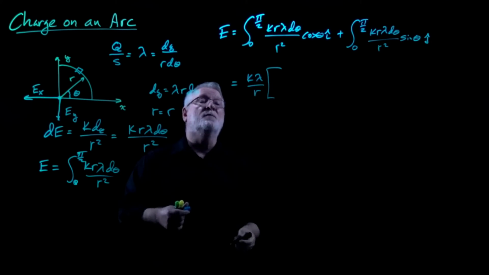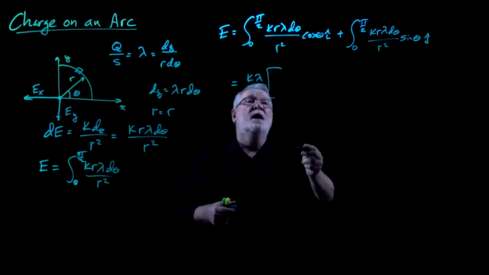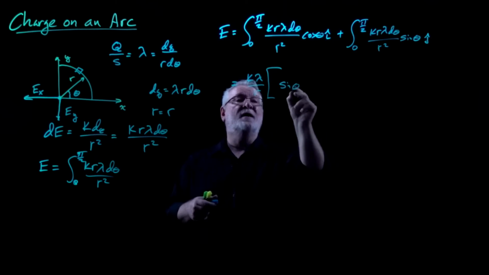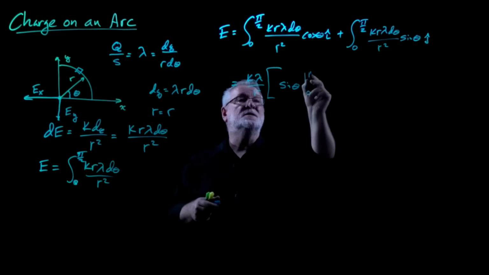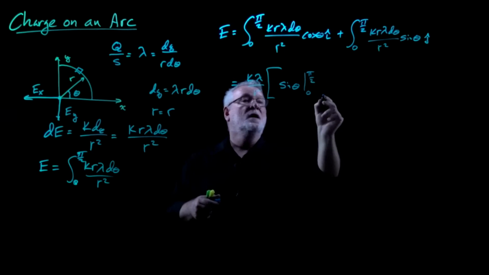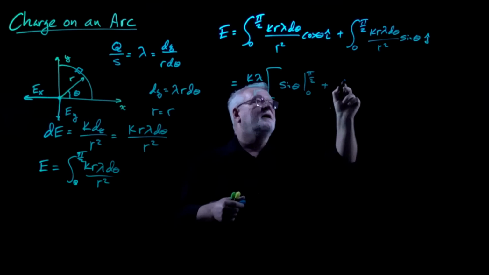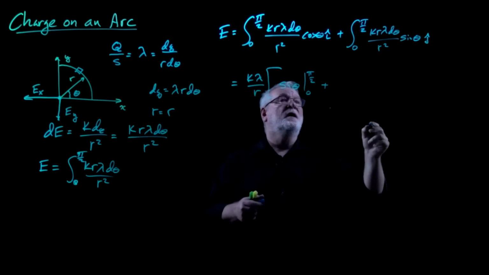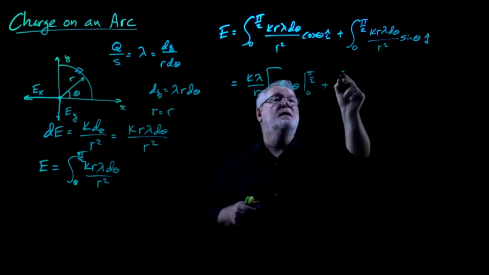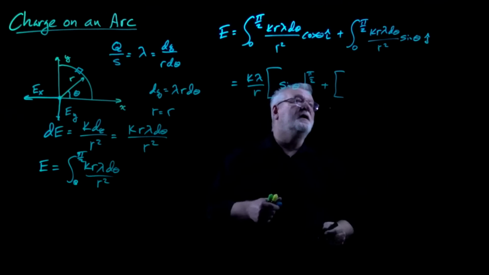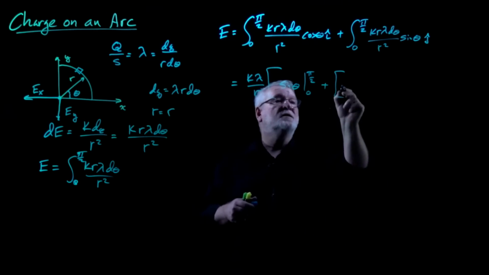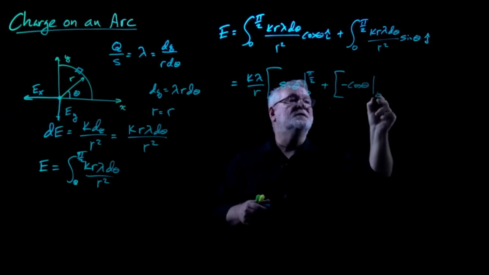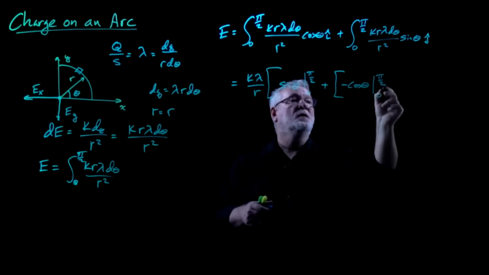And let's go ahead and perform these integrals while we move across. The integral of cosine is simply sine. So this will be sine theta evaluated between 0 and pi over 2. And then plus, I'll have the same thing over here. I've already taken out the k, the lambda, and the r, so this is simply going to be, the integral of sine is negative cosine, so this would be negative cosine theta evaluated between 0 and pi over 2.